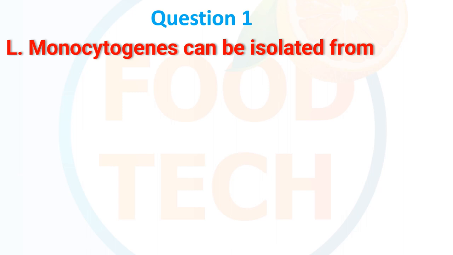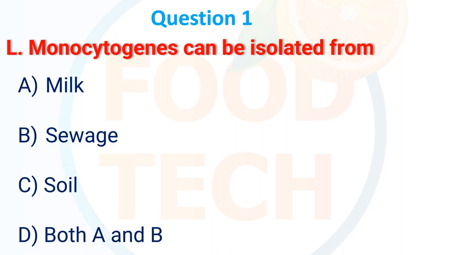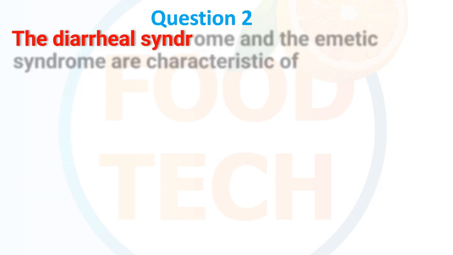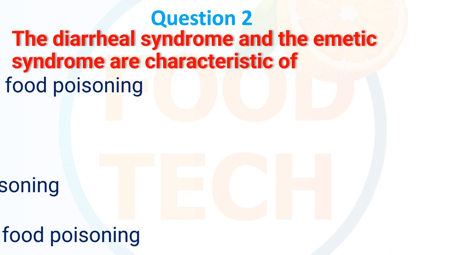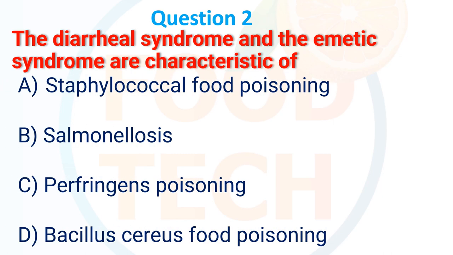Listeria monocytogenes can be isolated from A. milk, B. sewage, C. soil, D. both A and B. The answer is D, both A and B. The diarrheal syndrome and the emetic syndrome are characteristic of A. Staphylococcus food poisoning, B. salmonellosis, C. Clostridium perfringens poisoning, D. Bacillus cereus food poisoning. The answer is D, Bacillus cereus food poisoning.